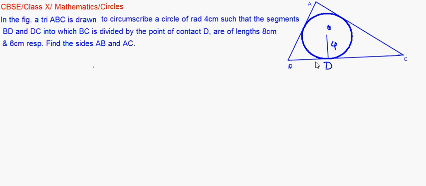such that the segments BD and DC into which BC is divided at the point of contact D are of length 8 centimeter and 6 centimeter. BD is 8 and this is 6 centimeter, right? Fine. Now we have to find this side AB and AC.